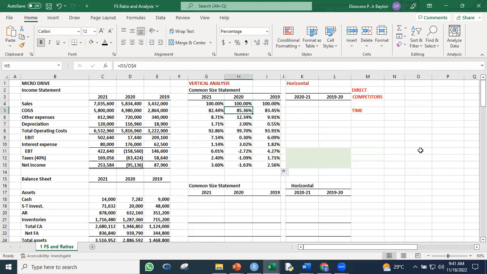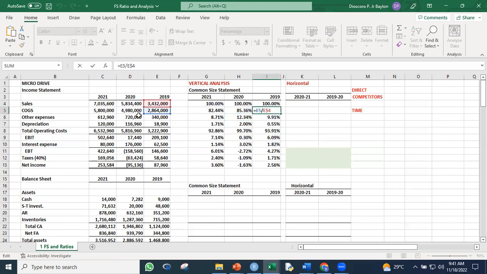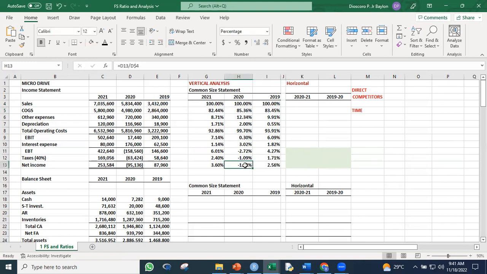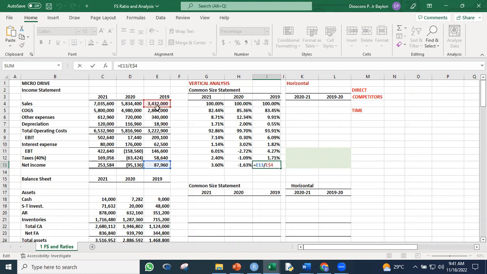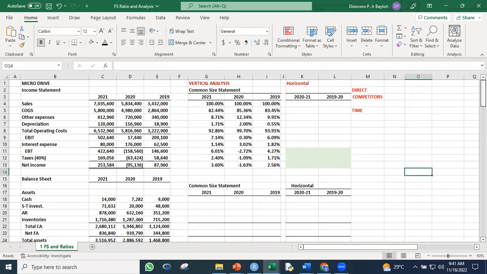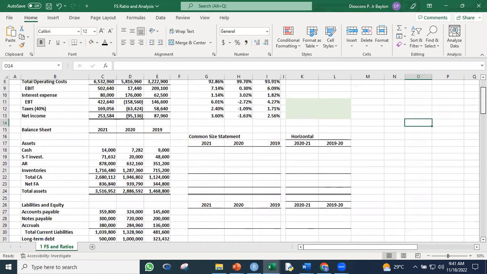Okay, so if we check 2020, it will be the cost of goods sold of 2020 divided by the sales of 2020. If we go to 2019, it will be the cost of goods sold of 2019 divided by the sales of 2019. If we go down here, okay, we're checking, okay, it's correct, divided by the sales of 2020. And for this one, okay, it's correct, divided by the sales of 2019. Okay, so this is the correct way to do your vertical analysis or common size statement.